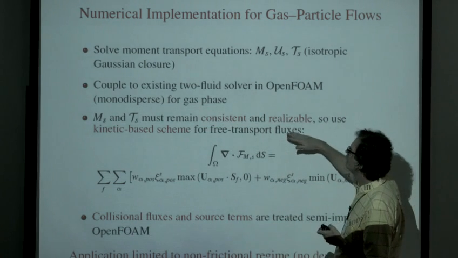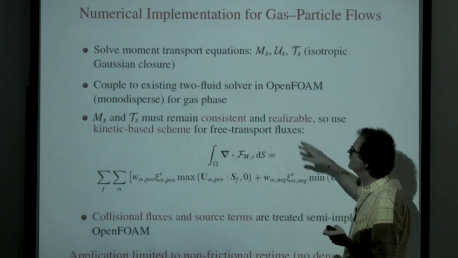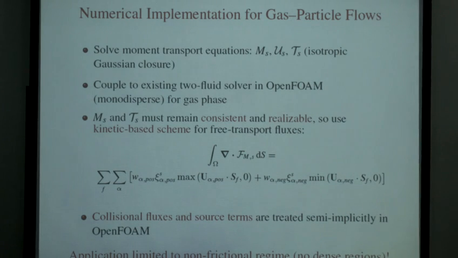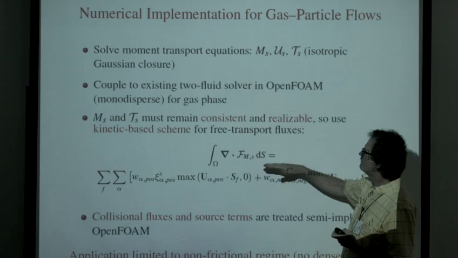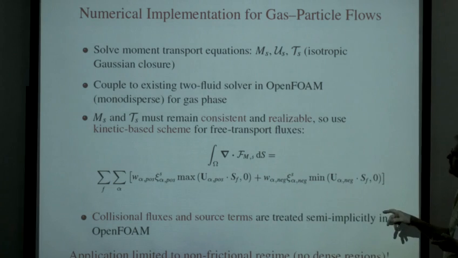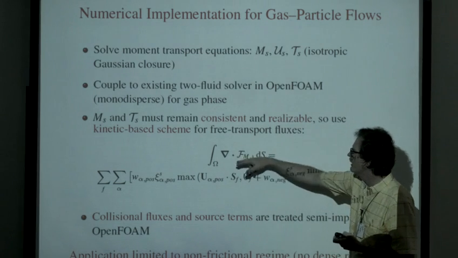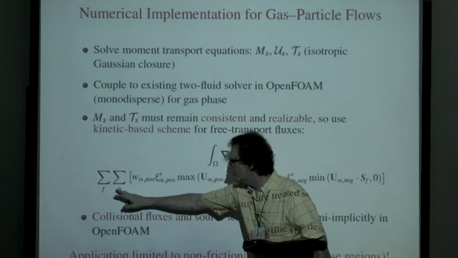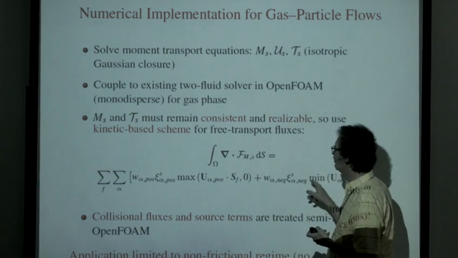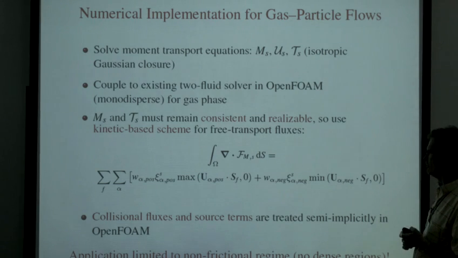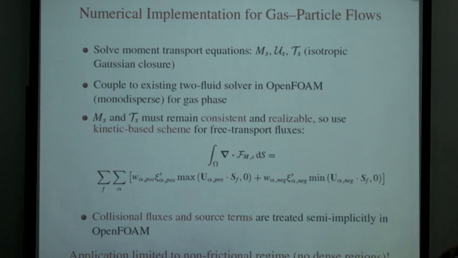So we did that, and then we wanted to make sure, though, that the moments were consistent and realizable. If you just do it directly, it doesn't work unless you're first order upwind. So we had to do our own fluxes for the kinetic-based scheme to do the free transport fluxes. And so again, it's like I showed you earlier. You take this term and you integrate it over the finite volume. The finite volume then becomes fluxes to surfaces, so you integrate over all the surface and all the abscissas, and you take upwinded velocities.